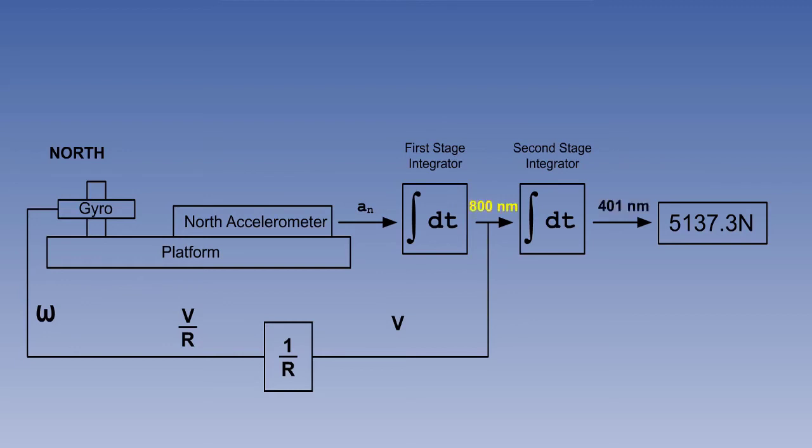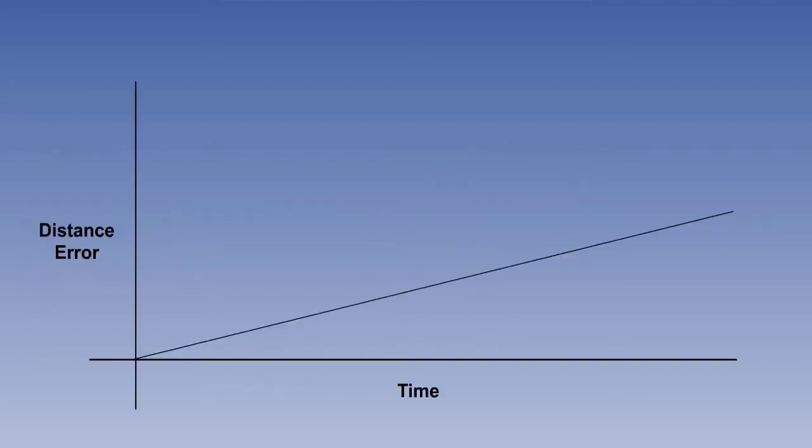Then, after 2 hours, the aircraft would have actually flown 800 nautical miles, but the integrator would have output 802. After 3 hours, the true distance is 1200 nautical miles, but the integrator would have output 1203, and so on. This kind of error is a different pattern. It is called a ramp or unbounded error.